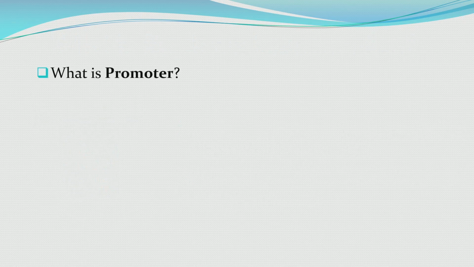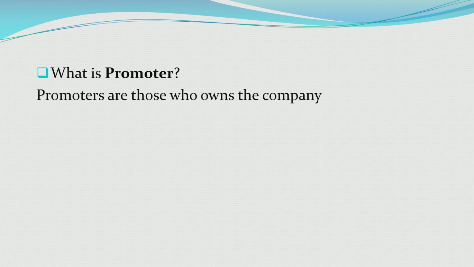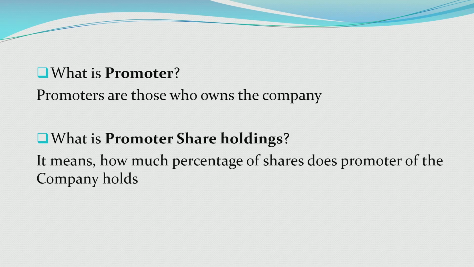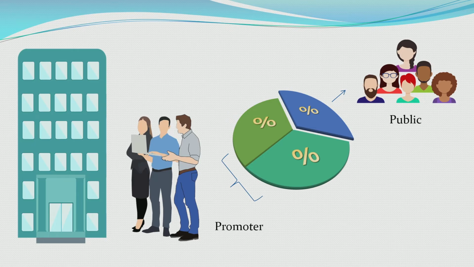What is promoter? Promoters are those who own the company. What is promoter shareholding? It means how much percentage of shares the promoter of the company holds. For example, suppose three friends Ganesh, Ramesh and Reena plan to start a company named ABC and they hold 75% shares of the company. Then they will be promoters of the company and 75% will be the promoter shareholding. One should prefer companies whose holding is greater than 45%.